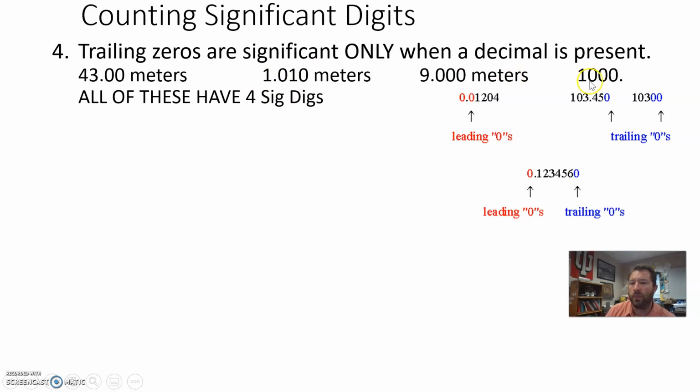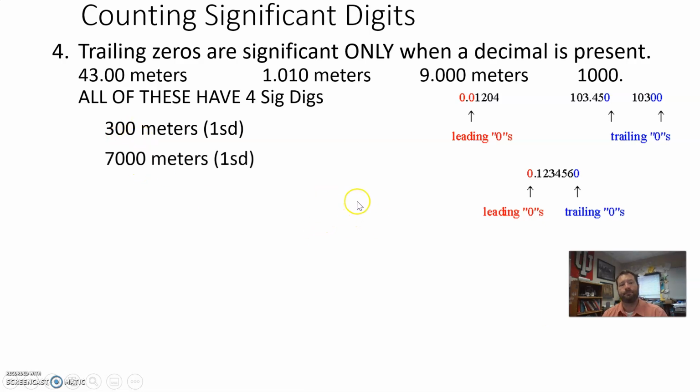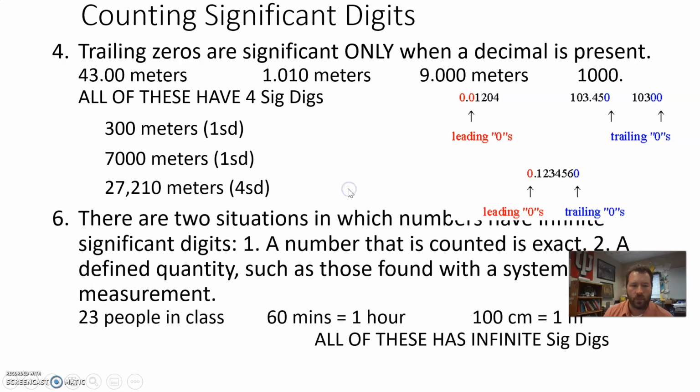I'll skip over here to 1,000. Look at the decimal. These are trailing zeros. They trail the number. There is a decimal. They are significant. As an example, 300 meters, that's just 1 significant digit. There are zeros there, but no decimal, not significant. So again, some examples of numbers that have trailing zeros that are not significant.